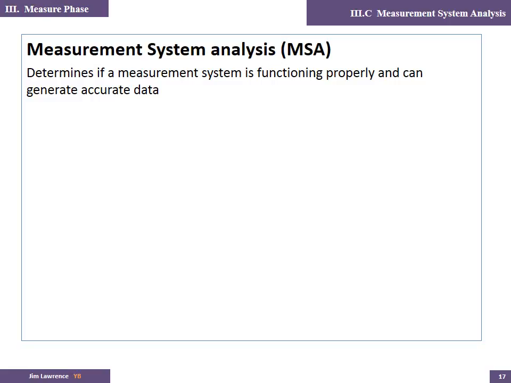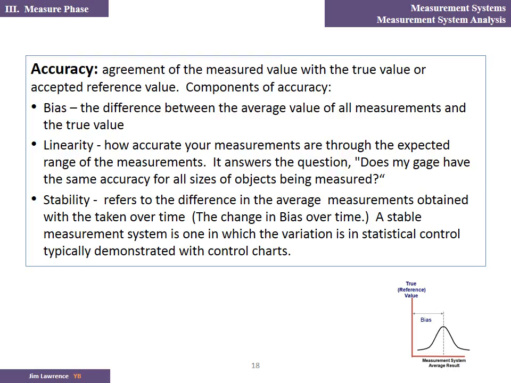A measurement system analysis, MSA, determines if a measurement system is functioning properly and can generate accurate data that's repeatable and reproducible. Accuracy is the agreement of the measured value with the true value or an accepted reference value. The components of accuracy are bias, and that's the difference between the average value of all measurements and the true value.